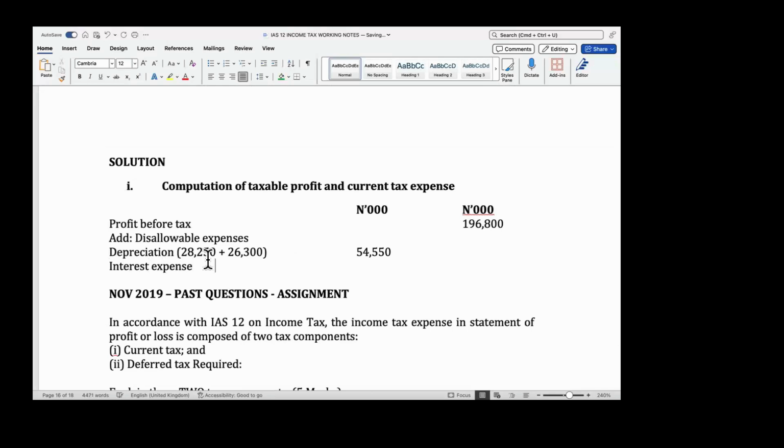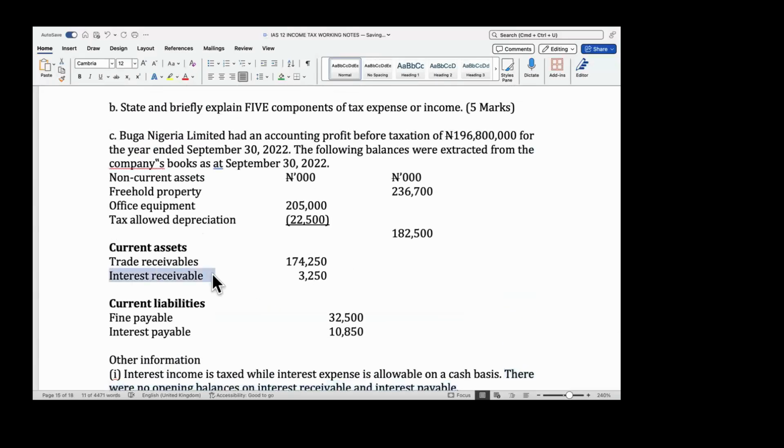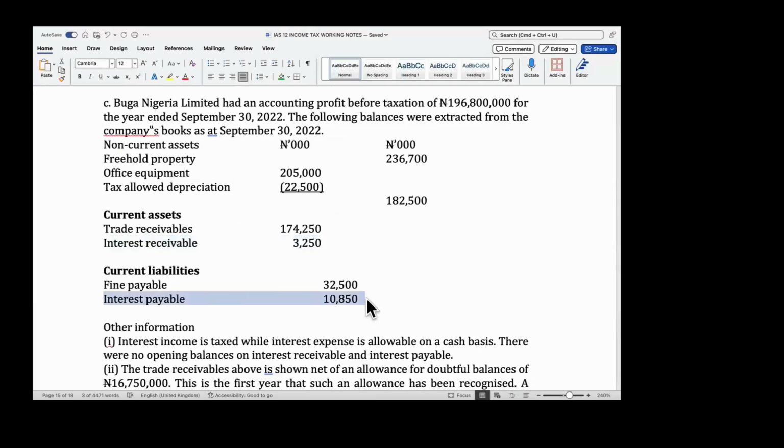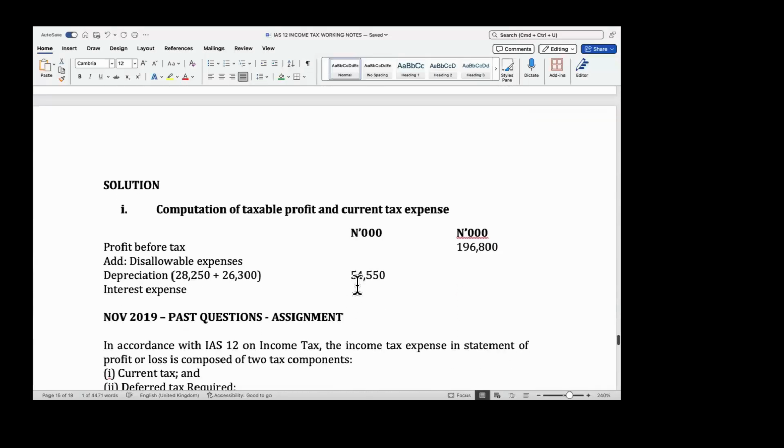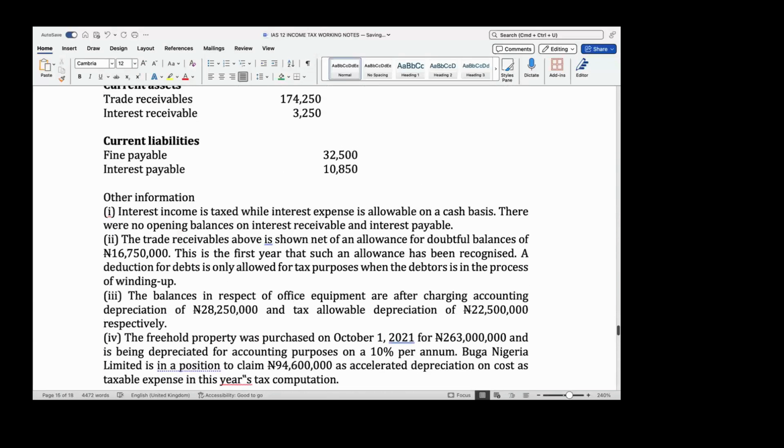So how much is the interest expense? I was told that there was no opening balance on interest receivable and interest payable. That means they happened this year; this is their first year. Apparently, that shows our interest income for this year is actually 3,250. It's like credit interest income, debit interest receivable. The same applies to interest payable: since it's the first year, the interest payable is also the interest expense for this year, which I'm going to disallow. 10,850. Okay.